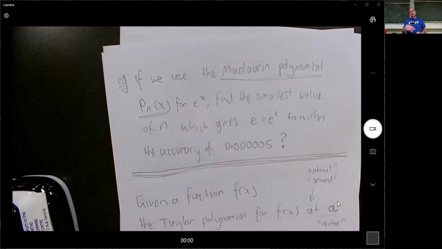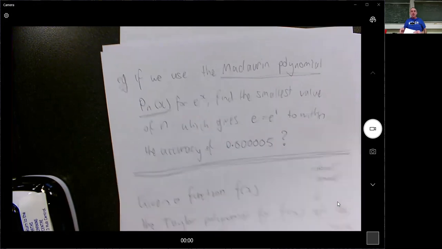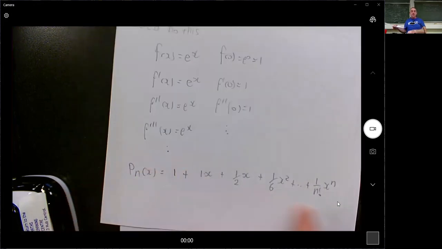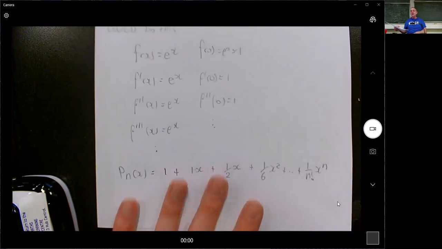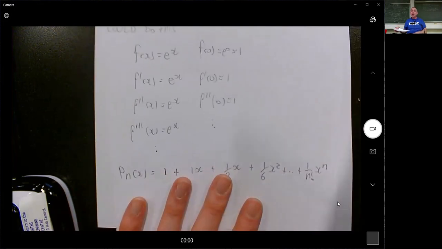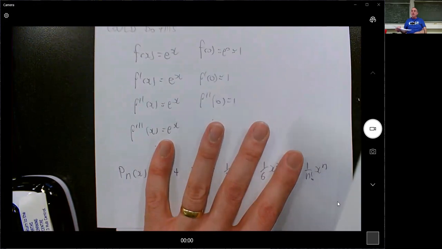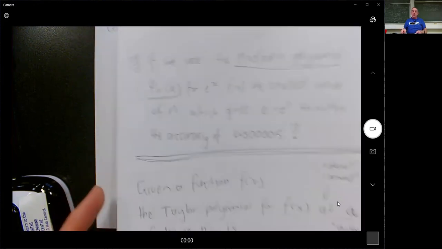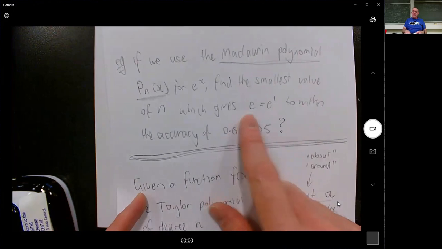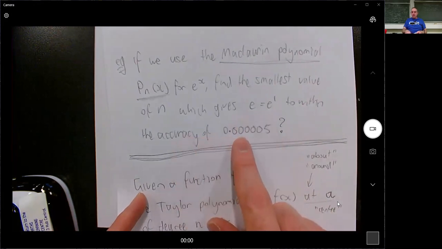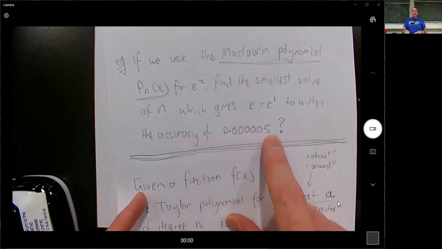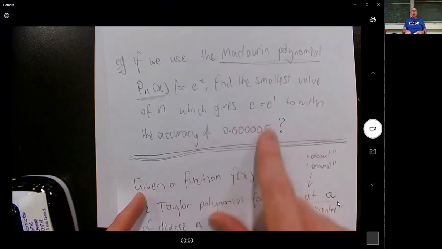all of this is sort of in your mind, but the actual answer for what that Maclaurin polynomial is this. But they didn't actually ask us to find the Maclaurin polynomial for that, so we don't actually need to do that bit. What they asked us to do was to find the smallest value of n which gives e to within the accuracy of 0.00005. So, 5 zeros.